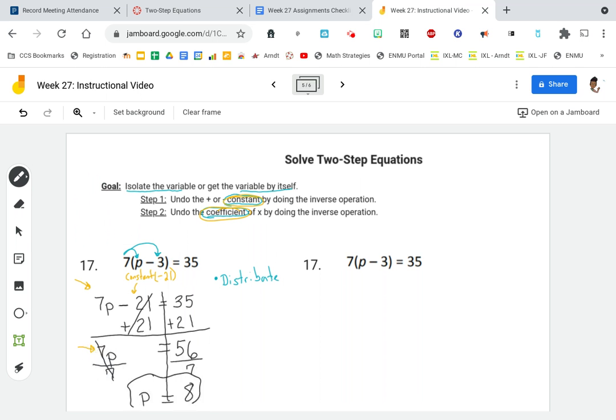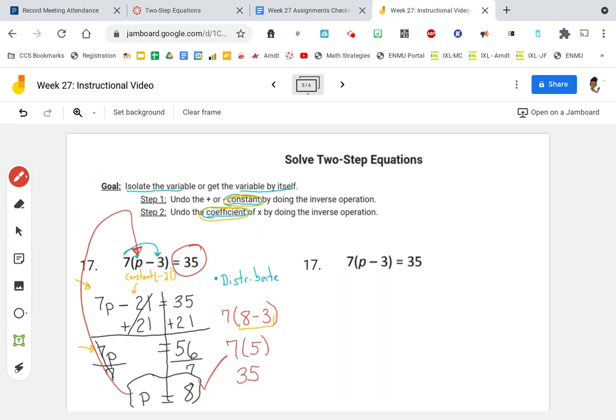And remember, we can always go back and check our work. How do we do that? Just take that p, or our value for p, and plug it in. Let's figure out what is 7 times 8 minus 3. Well, according to order of operations, I should do 8 minus 3 first. So 8 minus 3 is 5, and I have to turn around and multiply that 5 by 7, which gives me 35, which is exactly what it should be, so our answer is correct.